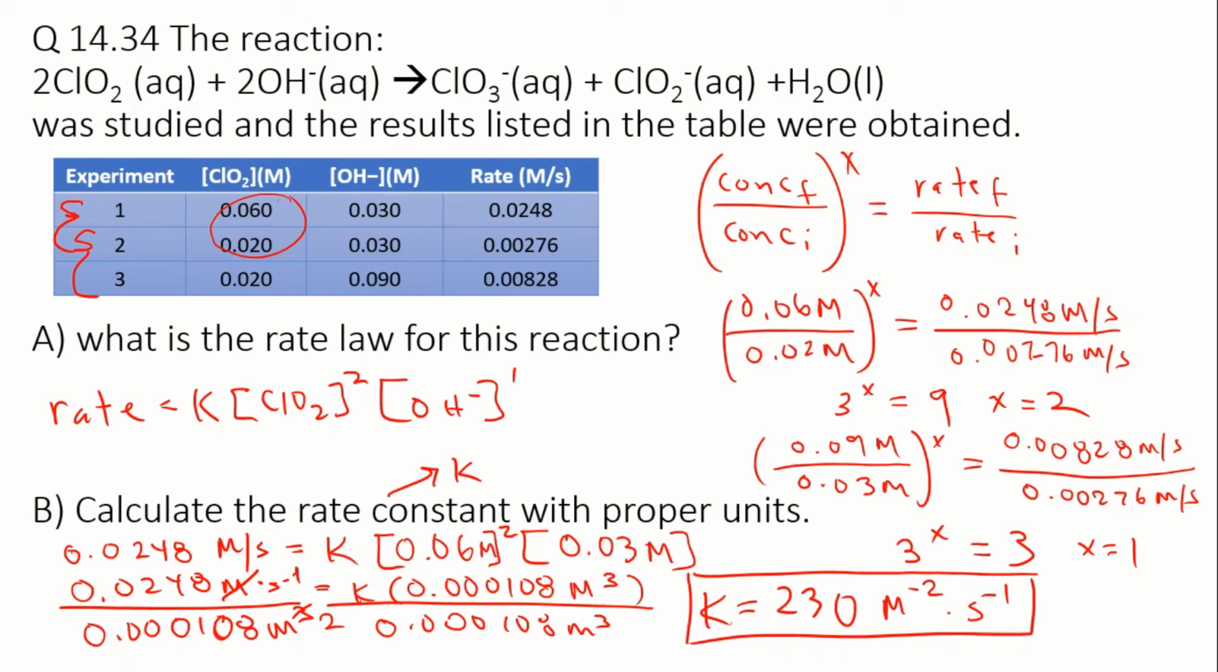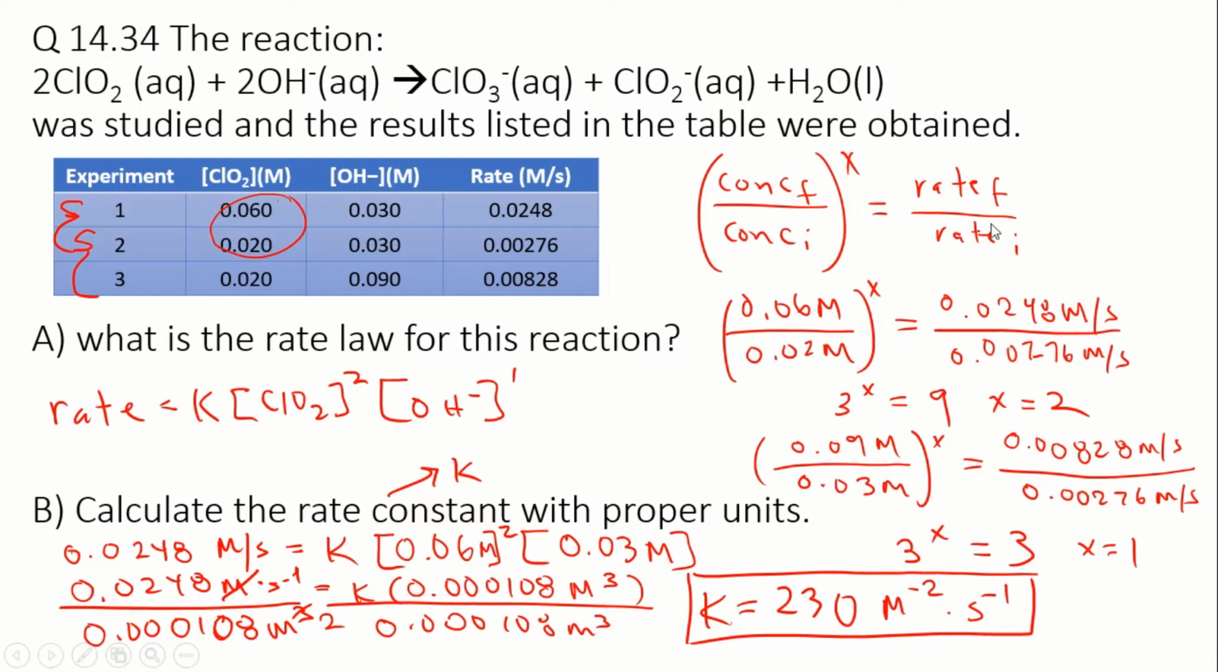So I gave this help to the other class, so I wanted to share it with you guys as well. We went over question 14.34 in class on Thursday. We're basically given a reaction, and we run the reaction 3 different times where we vary the concentrations and observe the change in rates, and that allows us to determine the rate law for that reaction.